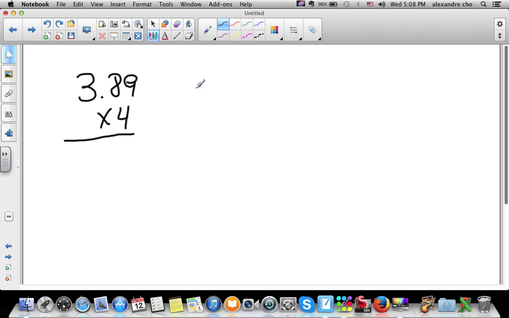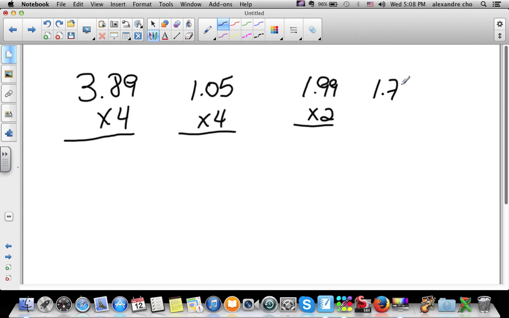Next one. 4 dozen eggs, and each dozen of eggs is $1.05. That's really cheap. $1.05, and we bought 4 dozens. 2 gallons of milk. Okay, so each gallon of milk is $1.99, and we're buying 2. And finally, 3 loaves of bread, and each loaf of bread is $1.79 times 3. Okay, so each of them has 2 decimal places. There's 2 decimal places here, none here. Oops, should have done that.